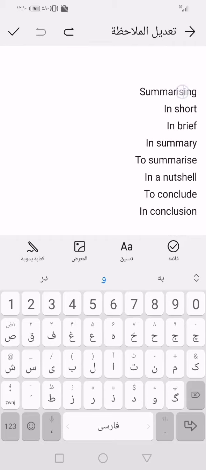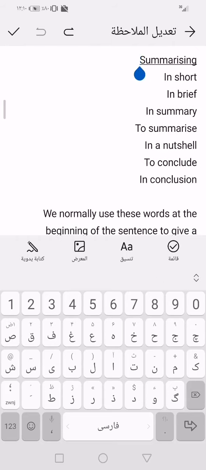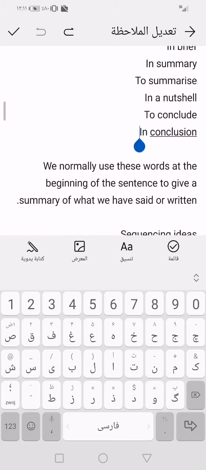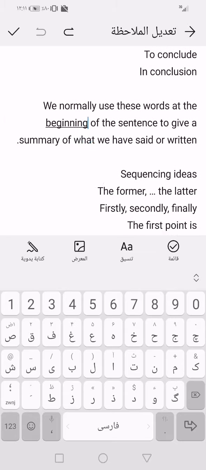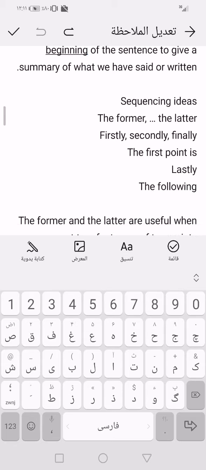Moving on to summarizing, when I want to summarize what I wrote or said earlier. In short, in brief, in summary, to summarize, in a nutshell, to conclude, in conclusion all have the same meaning. We normally use these words at the beginning of the sentence to give a summary of what we have said or written. In general, we use them at the start of a sentence when we want to end or sum something up.